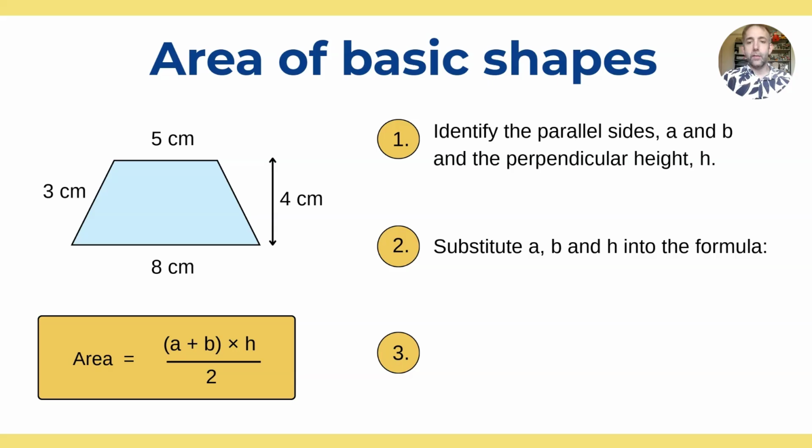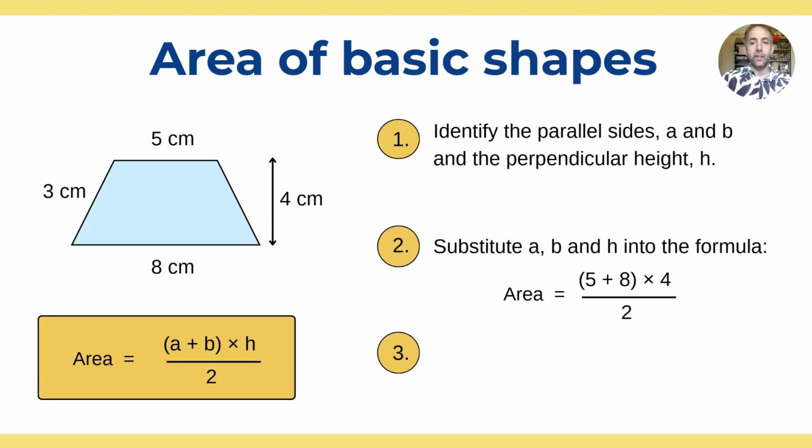So if I had to guess, I would imagine you found it easier to identify what A and B is this time. So A and B are 5 and 8, but the perpendicular height is 4. Again, we want to use a height that goes straight up or would form a right angle. This 3 is a slanted height and is no use for calculating area. Might be useful for something else, but not for this formula. So area equals 5 plus 8 times by 4 divided by 2.